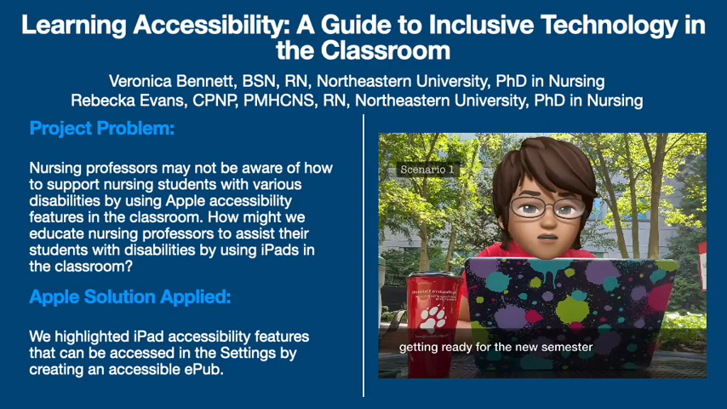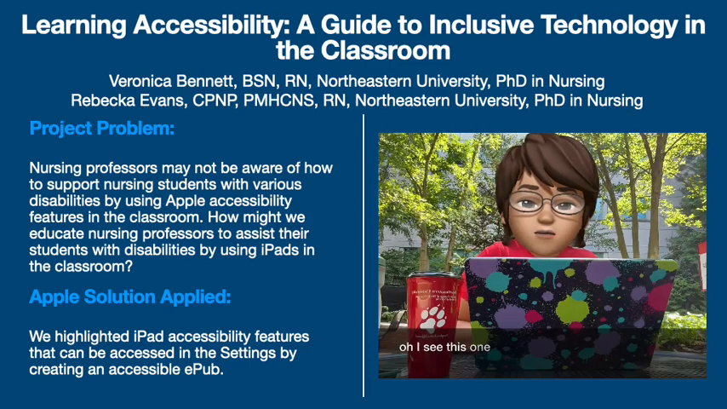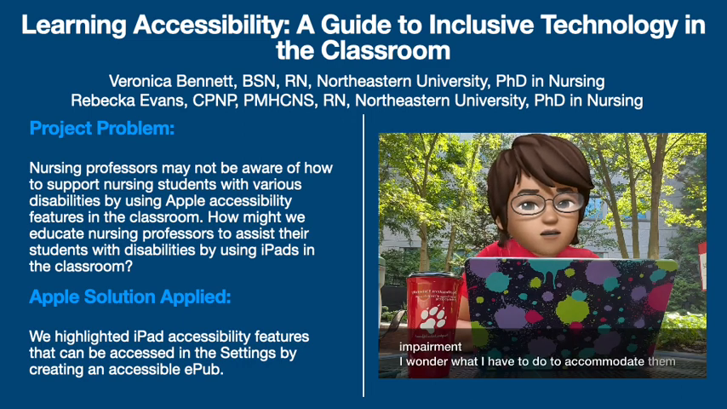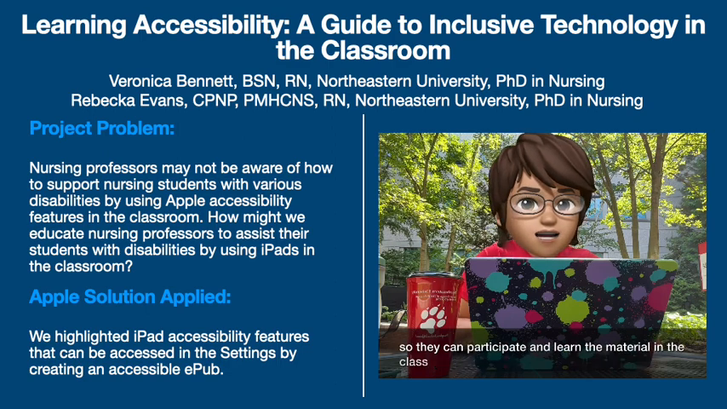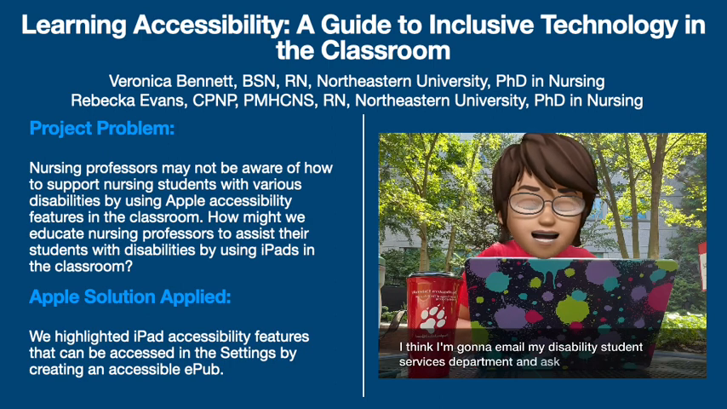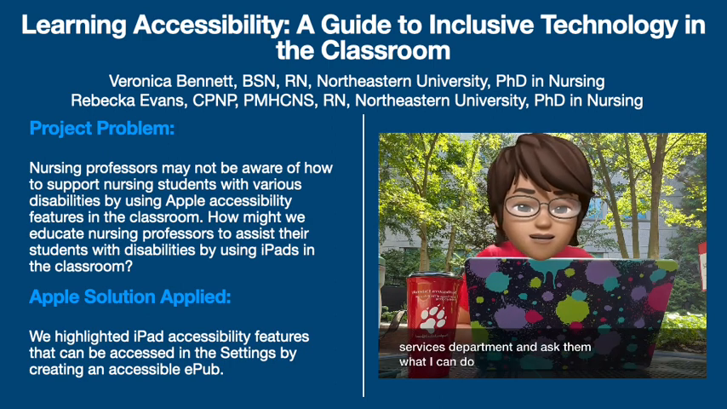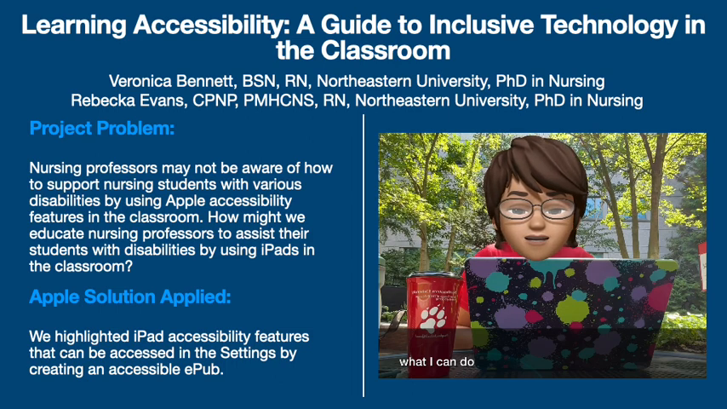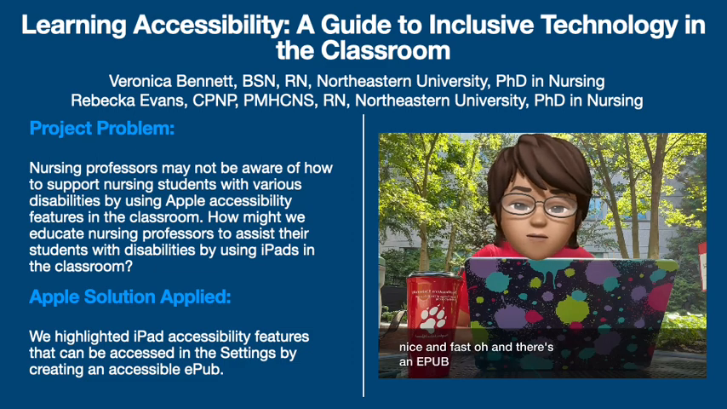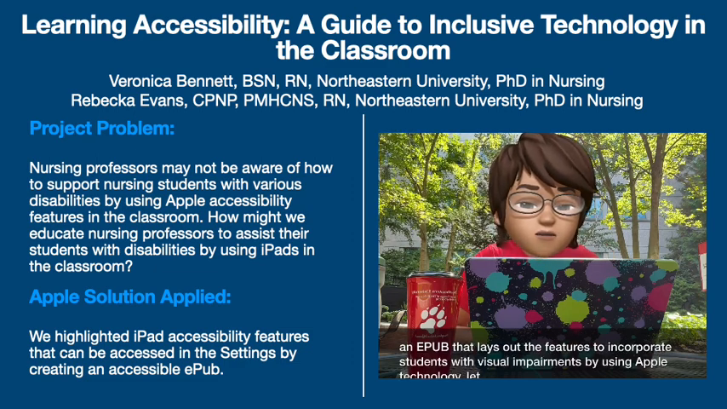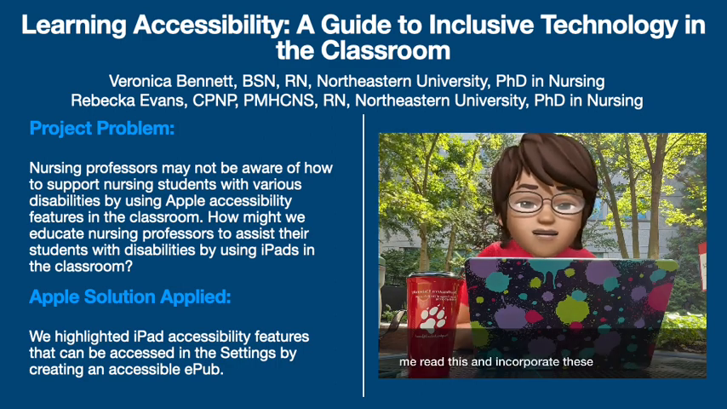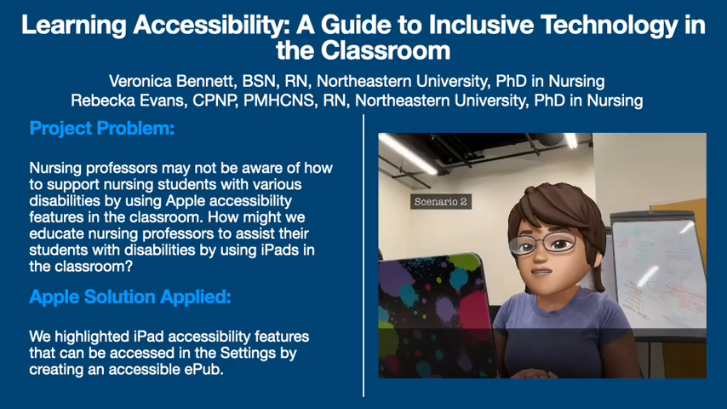Getting ready for the new semester. Let me see who I have in class. Oh, I see this one says they have a visual impairment. I wonder what I have to do to accommodate them so they can participate and learn the material in the class. I think I'm gonna email my Disability Student Services department and ask them what I can do. Oh, that was nice and fast. Oh, and there's an EPUB that lays out the features to incorporate students with visual impairments by using Apple technology. Cool, let me read this EPUB and incorporate these into my lessons.